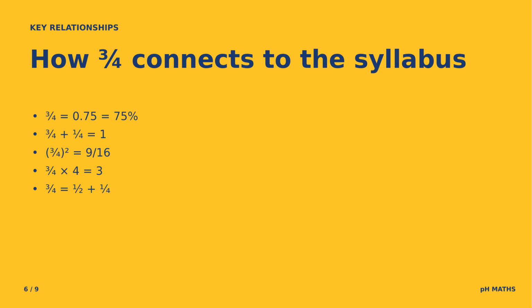Key relationships. 3/4 equals 0.75 equals 75%. 3/4 plus a quarter equals 1. 3/4 squared equals 9/16. 3/4 times 4 equals 3. And 3/4 equals a half plus a quarter, useful when you need to break it down for mental arithmetic. Spot 3/4 in a problem, and you've spotted a discount or a depreciation factor.